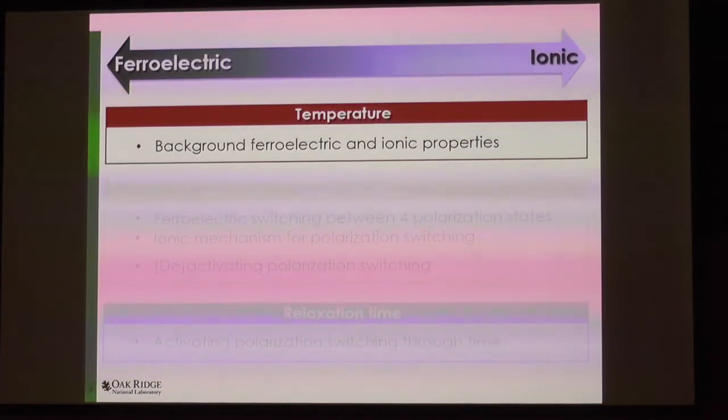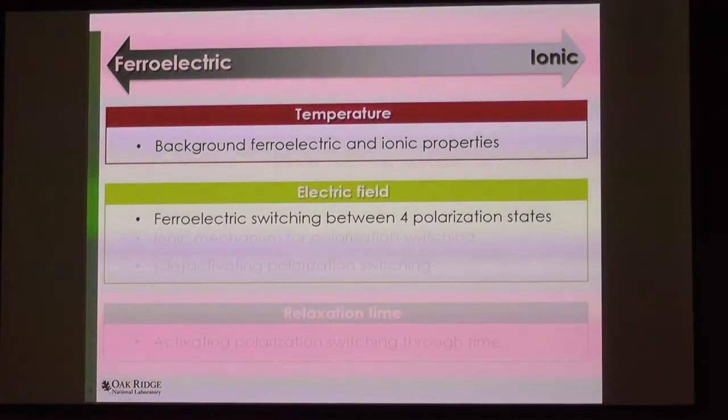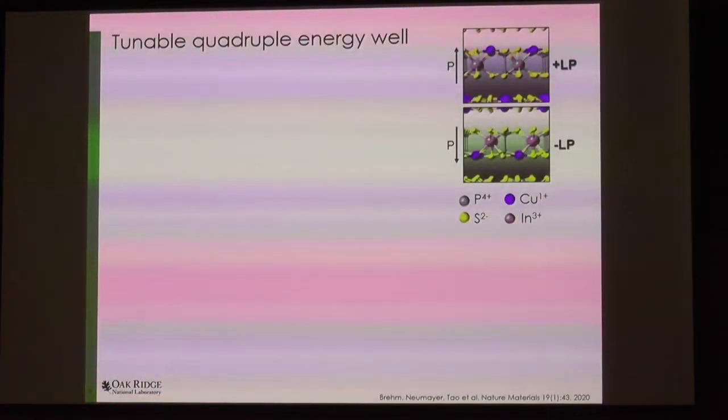So now what happens if we just have the temperature fixed at a constant value, which is in our case just room temperature, because that's where we do most of our measurements. We can use the electric field for ferroelectric switching between 4 polarization states, and I'd like to give you some more information on that. Why 4 polarization states?